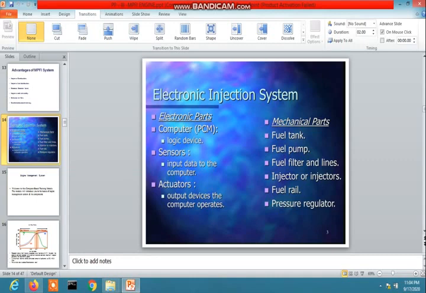And some disadvantages are there. One is the high maintenance cost. Second, it is difficult to service. There is also the possibility of failure in manufacturing of some sensors. Now going to the engine management system.